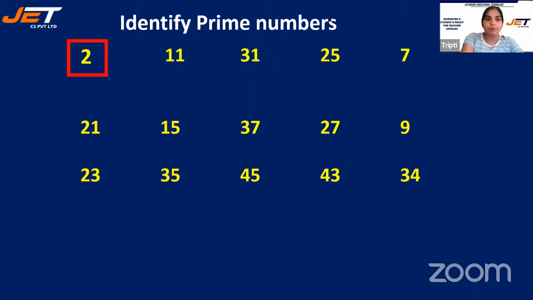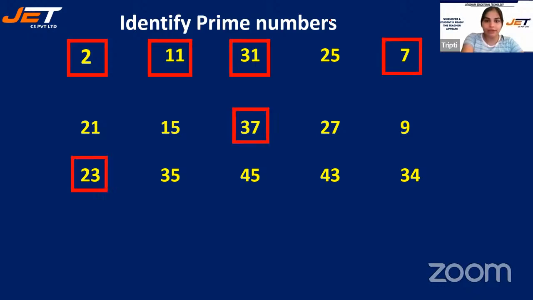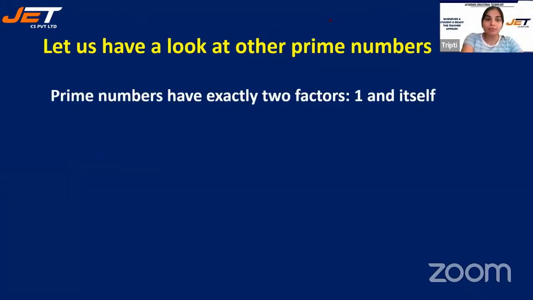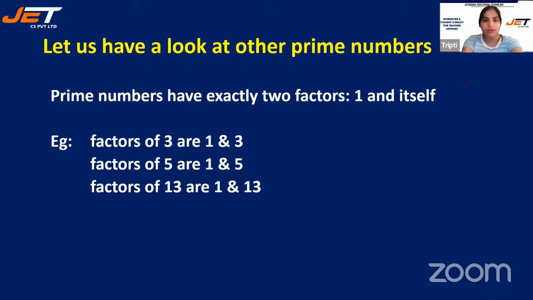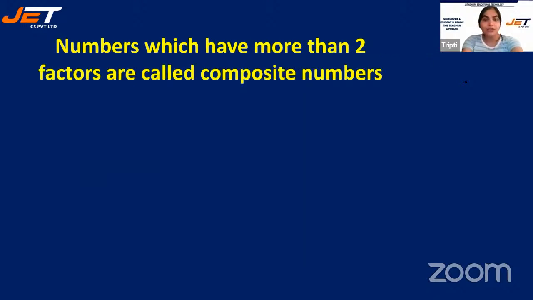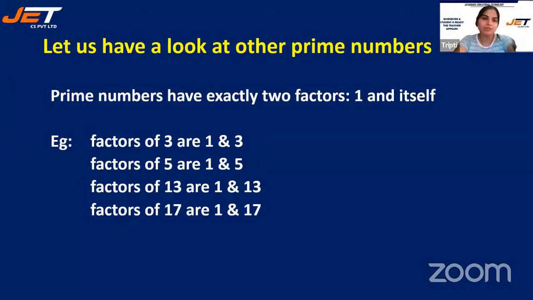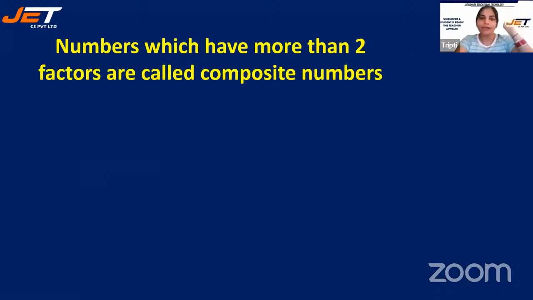Here, prime numbers 2, 11, I guess we have done this. Let's look at other prime numbers. Prime numbers have exactly two factors, 1 and itself. Factors of 3 are 1 and 3. Factors of 5, 1 and 5. Factors of 13, 1 and 13. Factors of 17, 1 and 17. So these numbers are prime numbers, which have exactly two factors. Okay, we are done with this.